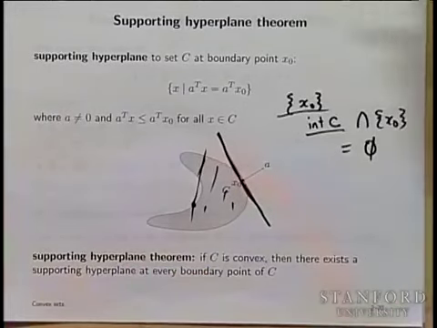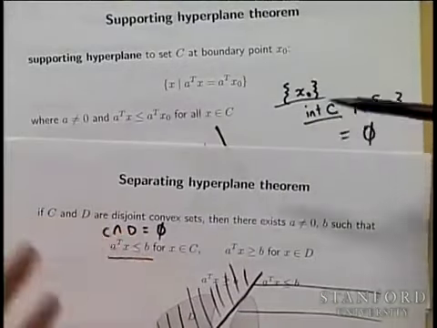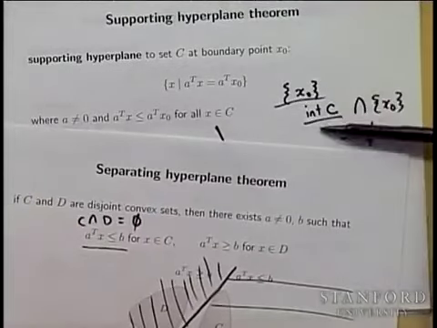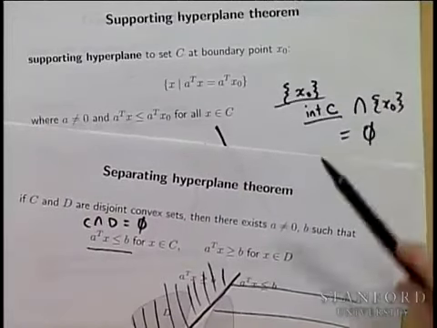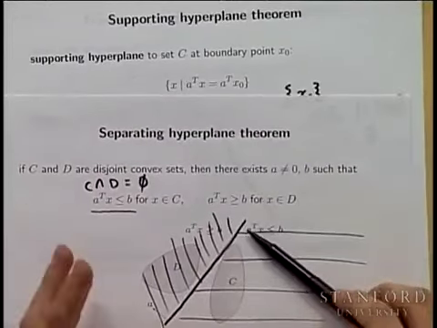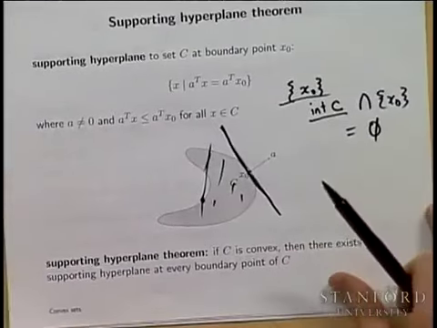The interior of C and x0 don't have any intersection. That's the only thing that you need. The other thing I used is that the interior of C is convex, x0 is convex, and so C and D are disjoint convex sets. I used convexity of these sets and the fact that they're disjoint to show that there is a separating hyperplane, and I used that to show a supporting hyperplane exists.